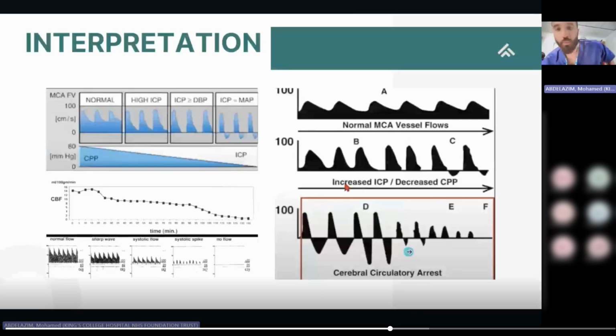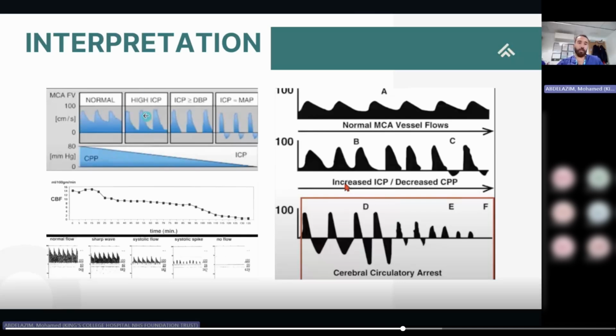Right, here are some of the waveforms that you might encounter. If you look at this graph, you can see a beautiful systolic waveform, then slow deceleration of the diastole, and a good end diastolic flow velocity. The more you go that way, with the systolic waveform more spiked and sharp and less diastolic velocity, the higher the ICP and the lower the cerebral perfusion, obviously.